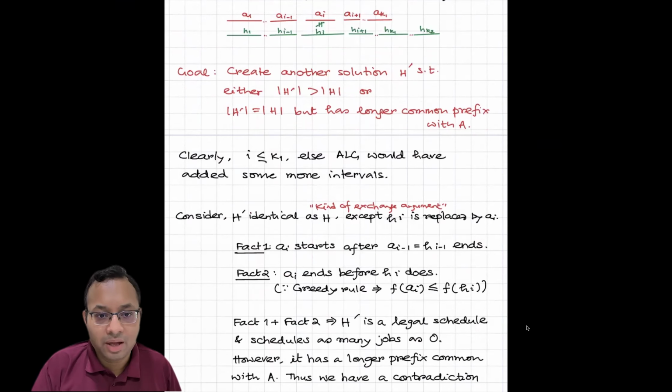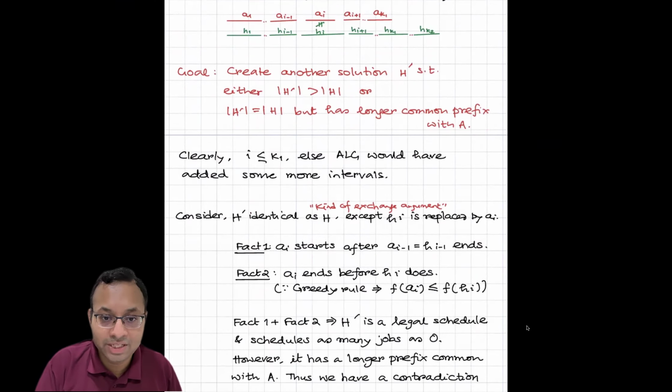the way we consider H prime is we take H as it is, except we remove HI and we add AI. And we want to show this is still a feasible solution. And if we show this is a feasible solution with the same value, because it has the same cardinality, we're just removing one and adding one, then this has a longer common prefix and we'll arrive at a contradiction.